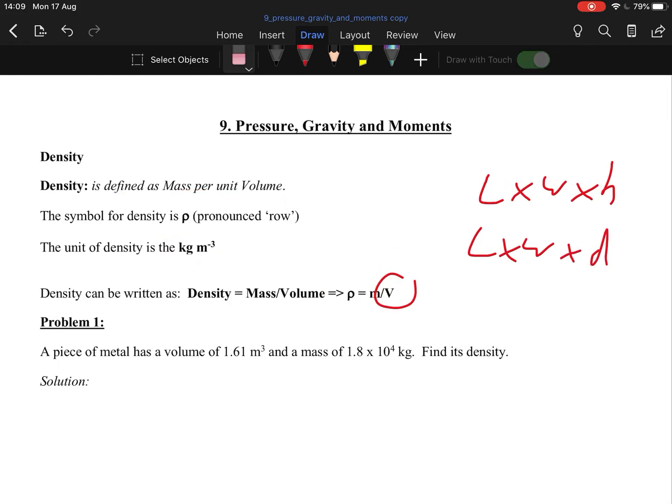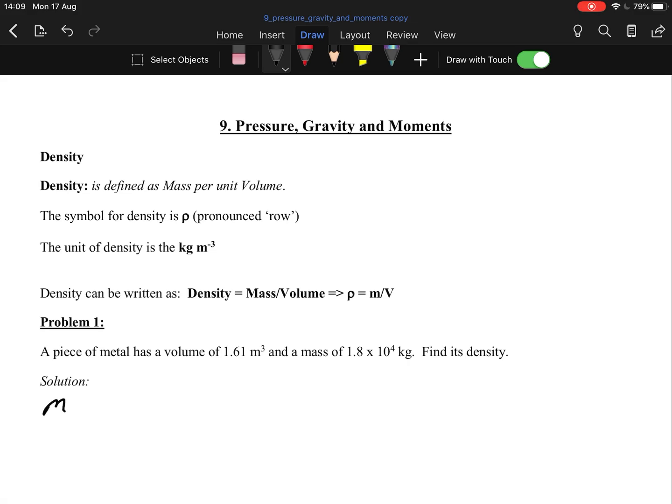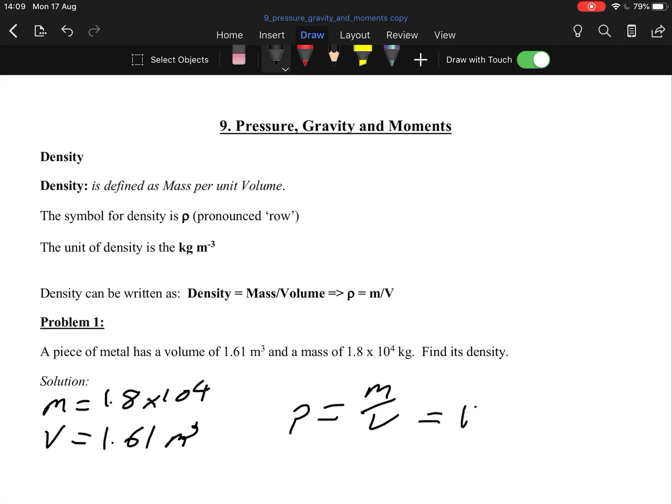Alright, so the first problem we have here, a piece of metal has a volume of 1.61 meters cubed and a mass of that. So basically M equals 1.8 by 10 to the 4, volume 1.61 meters cubed, so rho is mass over volume, which should give us 11,180 kg per meter to the minus 3. That doesn't look like an M to the minus 3. Let me rewrite that. There we go. Okay, so that's the answer to the first one, fairly straightforward.